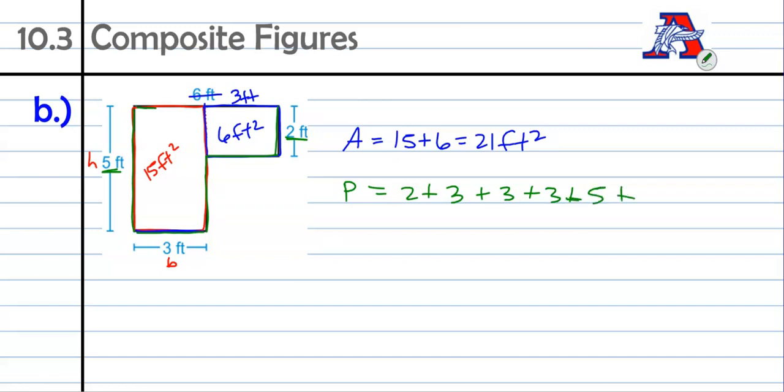And then remember, it was 6 all the way across the top. So if we add all those together, let's see, we got 2 plus 3 is 5, plus 3 more is 8, 9, 10, 11, and then 11 plus 11 is 22 feet. And that one, I believe, is done. So go ahead and practice your 10.3.